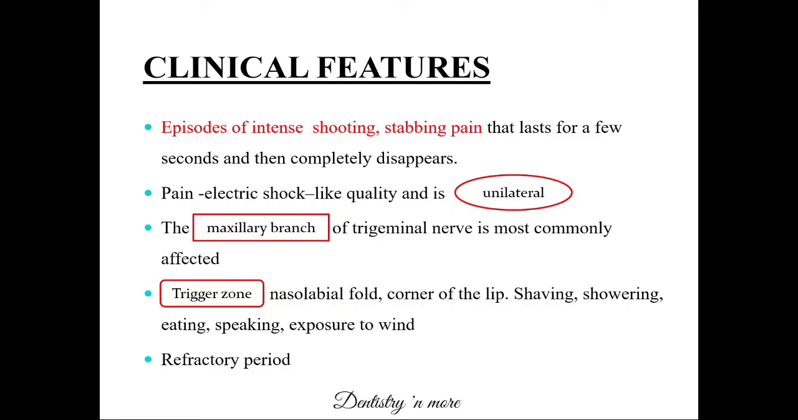The trigger zone is an area of the body wherein a specific type of stimulation triggers a specific type of response. Most of the trigger zones affected are the nasolabial fold and the corner of the lip. The pain is also triggered when the patient undergoes shaving, showering, eating or speaking, or even on exposure of wind.